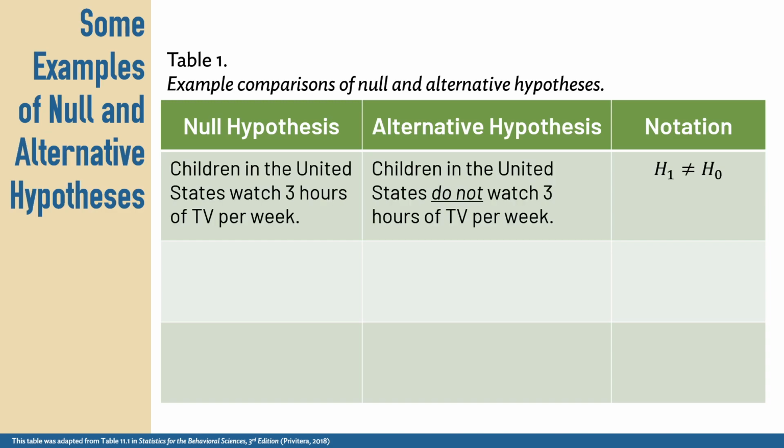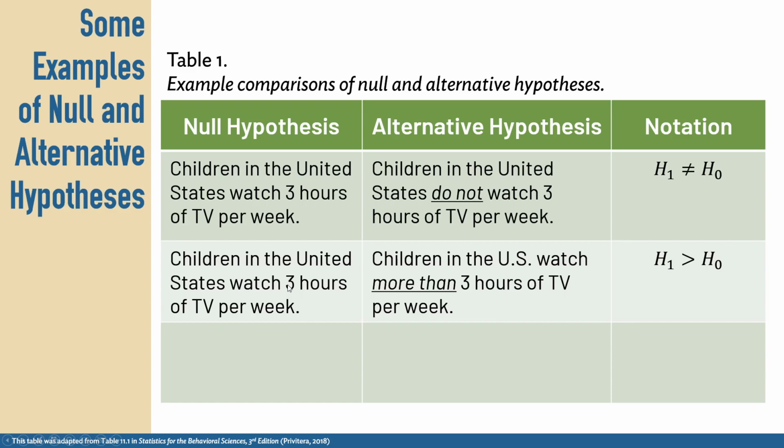Some examples here to give a little bit more context. Say we just wanted some rough estimate of a population mean. It could say children in the United States watch 3 hours of TV per week, right? We could say that's our rough estimate of a population mean. I think it's way more than that today, sadly, but that would be an example. An alternative would be, okay, children do not watch 3 hours of TV per week, right? You'll notice that we're not saying it's more or less, we're just saying it's not equal. So here we're saying H1 is not equal to H naught. In other words, the population mean stated here is different than the population mean stated here.